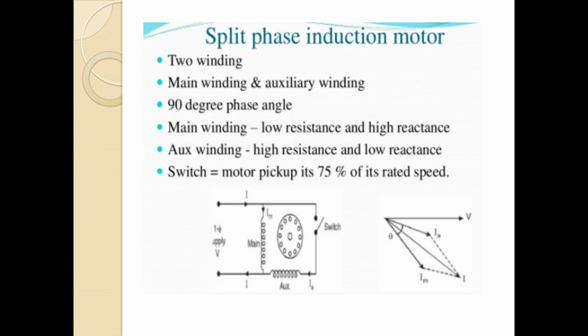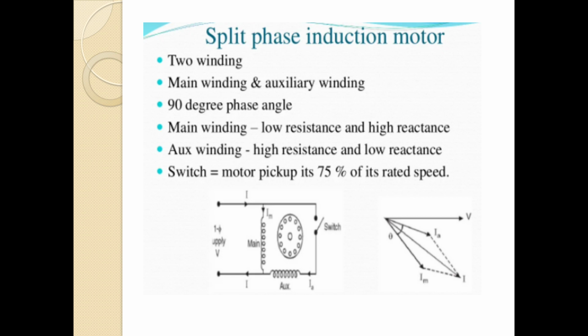Split phase induction motor has two stator windings. One is the main winding and another one is the auxiliary winding or starting winding. The main winding is also called the running winding, and the auxiliary winding is also named the starting winding. These two windings are displaced by 90 electrical degrees.